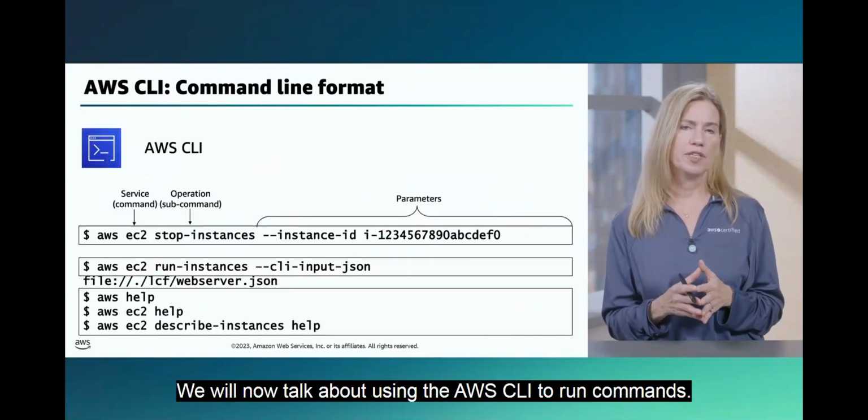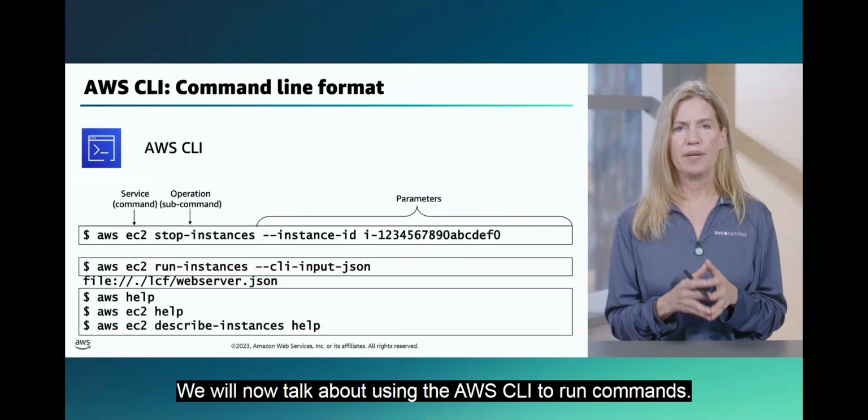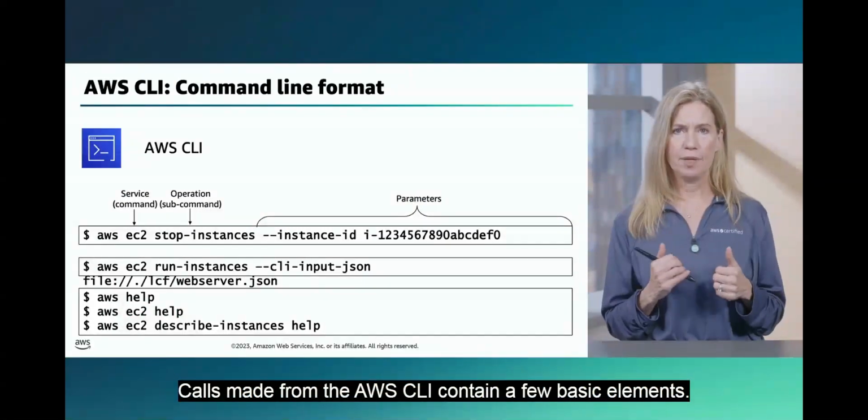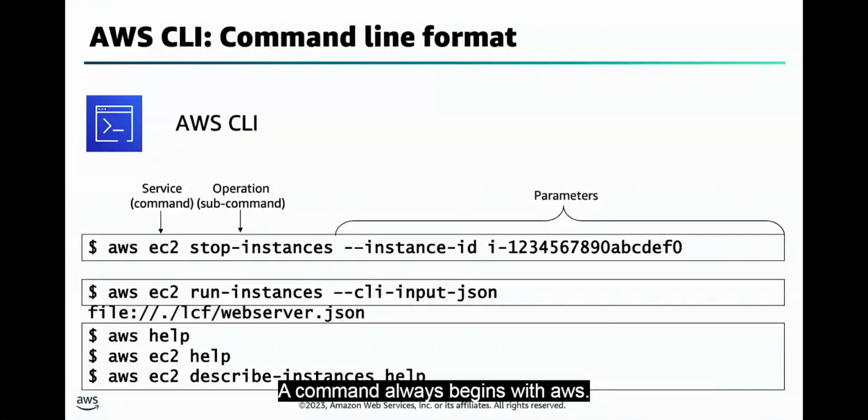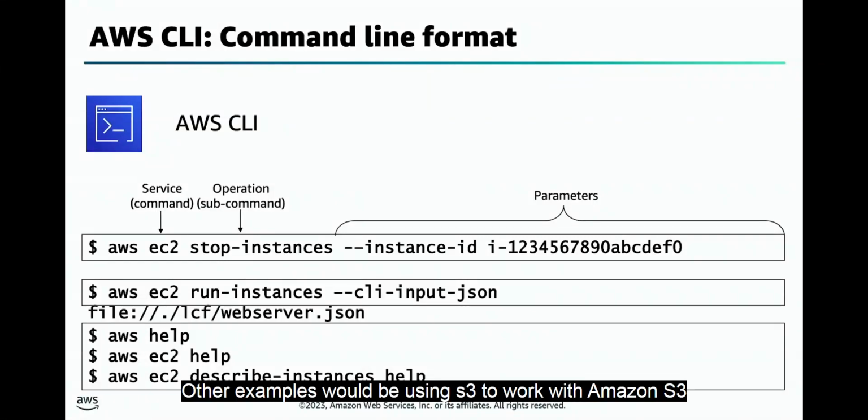We'll now talk about using the AWS CLI to run commands. Calls made from the AWS CLI contain a few basic elements. A command always begins with AWS. This string is how you invoke the AWS CLI. The next part of the command is the service. In this example, the command is EC2, which calls the Amazon EC2 service. Other examples would be using S3 to work with Amazon S3, or using Route 53 to work with Amazon Route 53. The third part is the operation, or subcommand.